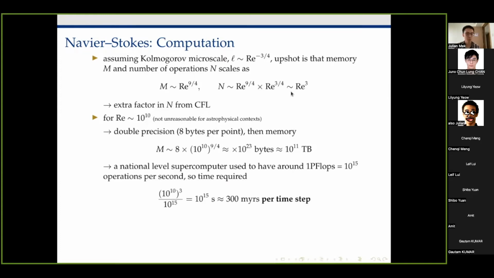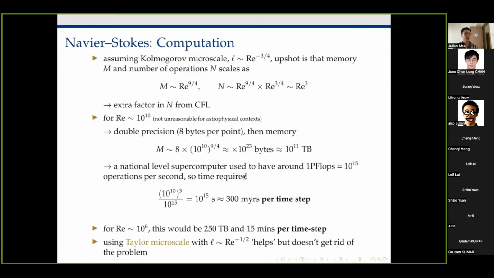A national level supercomputer is still probably around a petaflop, so this is 10 to the 15 operations per second. The time required is 10 to the 30 divided by 10 to the 15, so it's 10 to the 15. I make that 300 million years per time step, by the way. This is not for the simulation itself, it's per time step. If you change it by factors of 2, you're not really dealing with this problem. When we do simulations, you want it on the order of weeks or maybe months. You don't want it years, let alone millions of years.